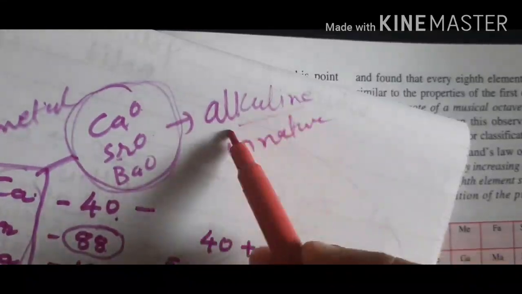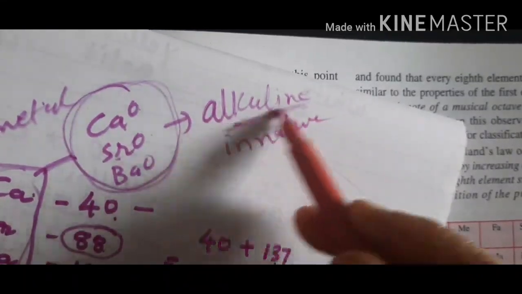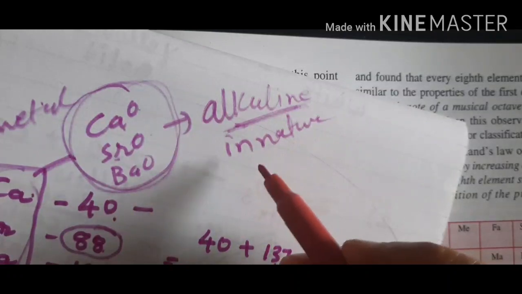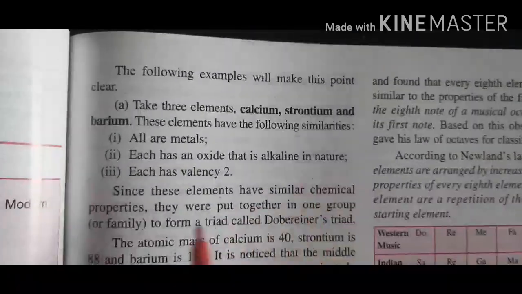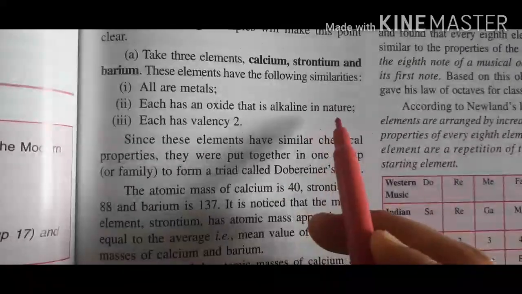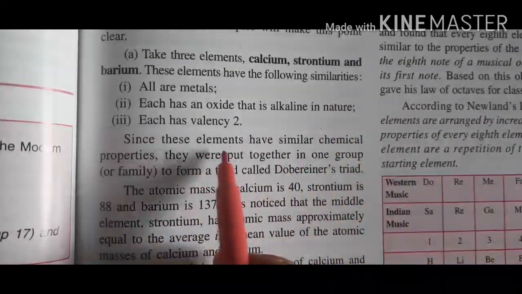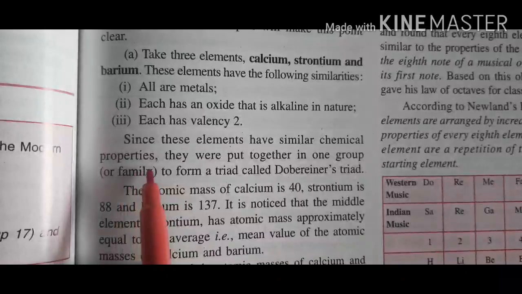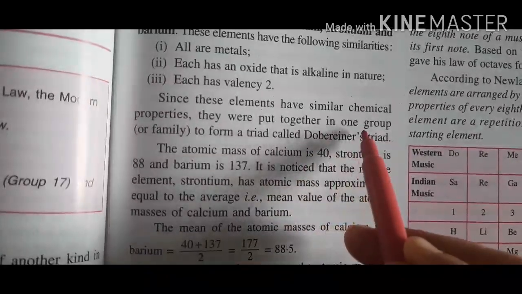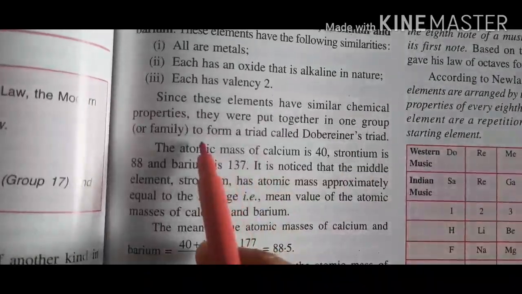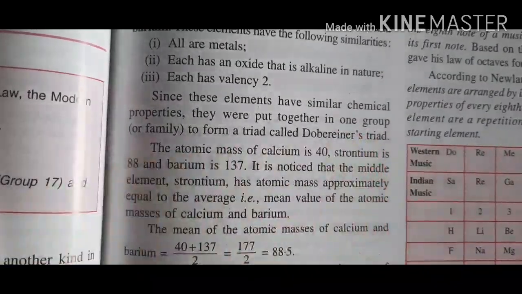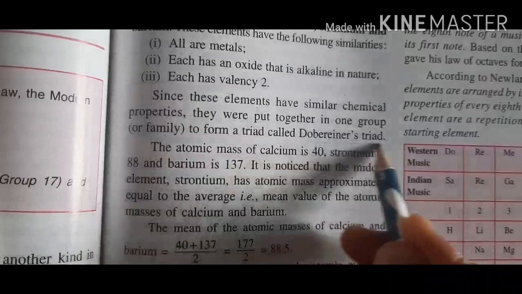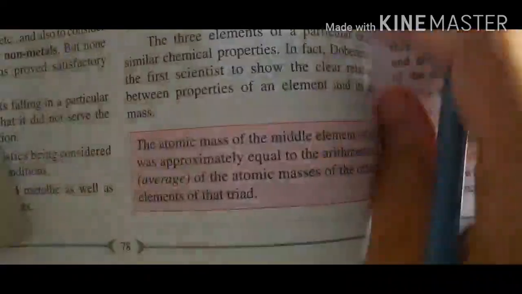Now, what is alkaline? We learned that alkaline means basic characteristic; all of them have a basic characteristic. So, since these elements have similar chemical properties, they were put together in one group to form a triad, called Dobereiner's triads.